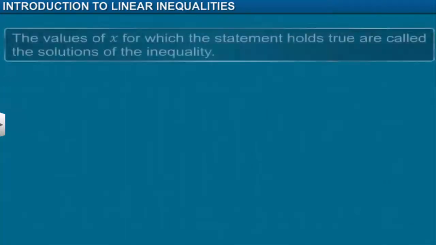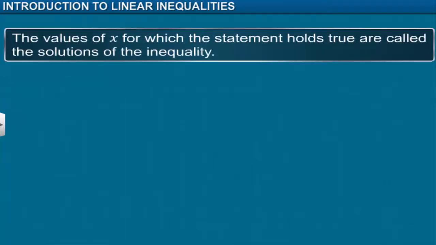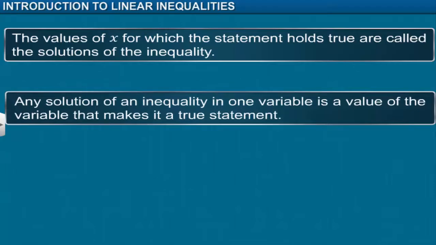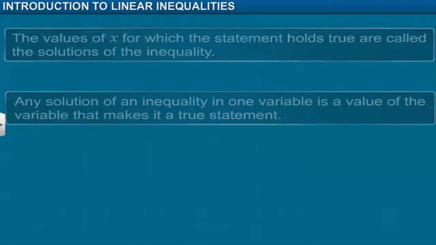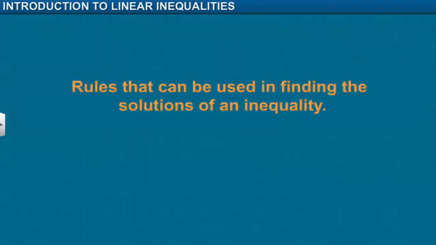Therefore, the values of x for which the statement holds true are called the solutions of the inequality. Thus, any solution of an inequality in one variable is a value of the variable that makes it a true statement. The way the solutions were found for this inequality was by trial and error. We will use some rules that can be used in finding the solutions of an inequality.